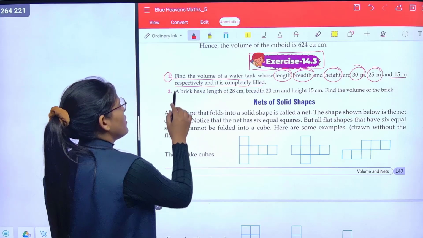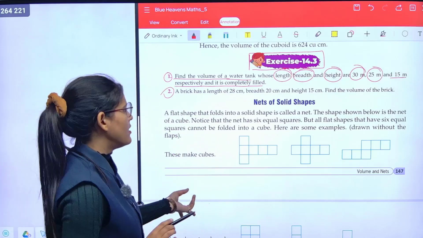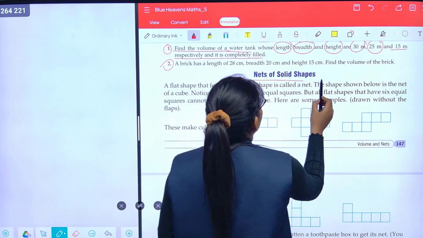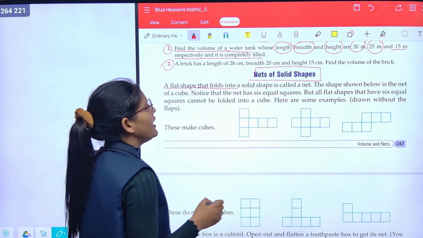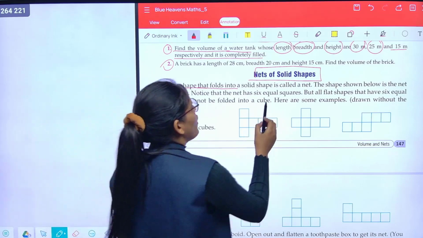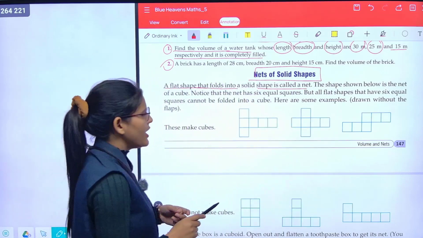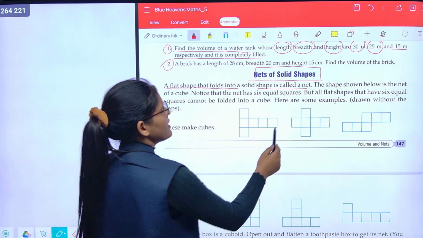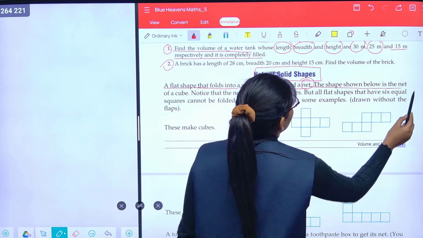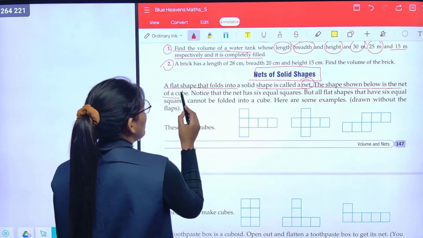Now class, the rest of the part you do yourself. Now, nets of solid shapes. A flat shape that folds into a solid shape is called a net. A flat shape that folds into a solid shape, what is it called, class? It is called a net.